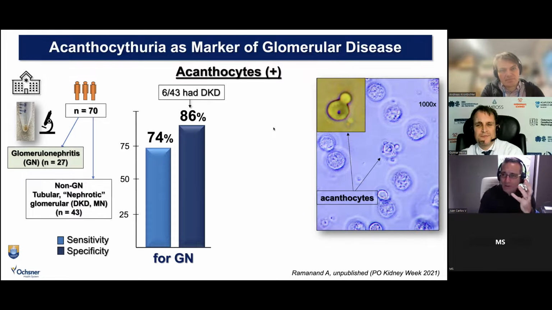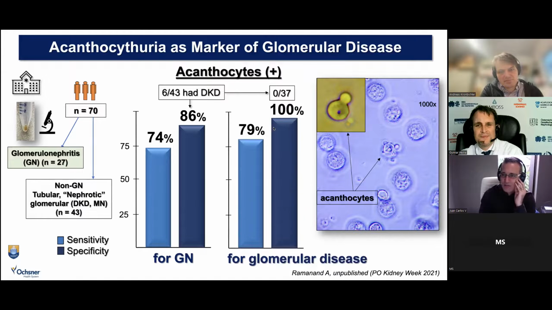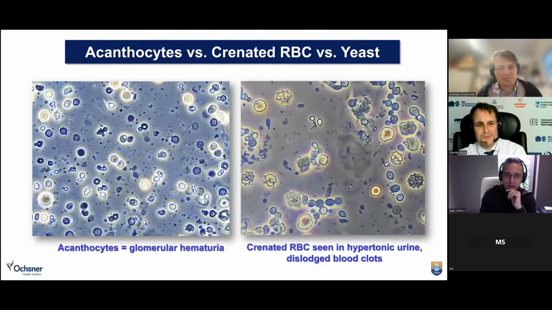So if you count all glomerular diagnosis, then you remove those 6 patients, those with tubular disease or without a glomerular disease, and none of them had acanthocytes. So in terms of evidence of glomerular disease, the specificity is 100%. So finding an acanthocyte is 100% consistent with glomerular disease. Whether it comes from nephritic or diabetic nephropathy, you can't tell. We're starting to look for some other additional findings in the sediment, but that's what we found so far.